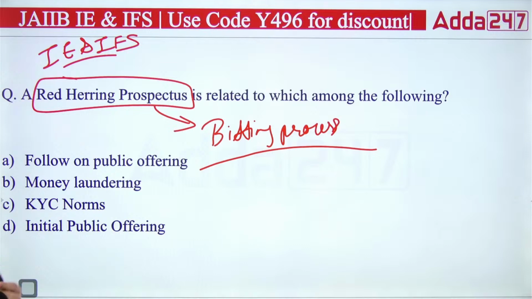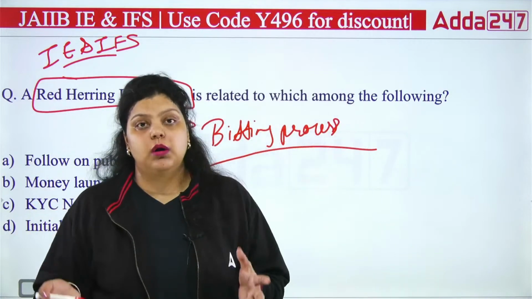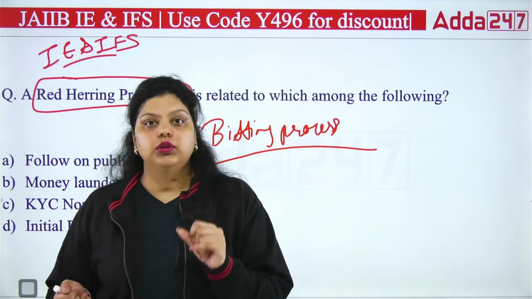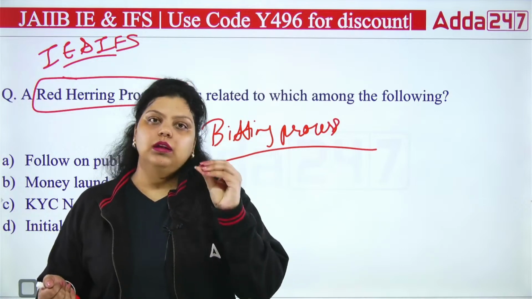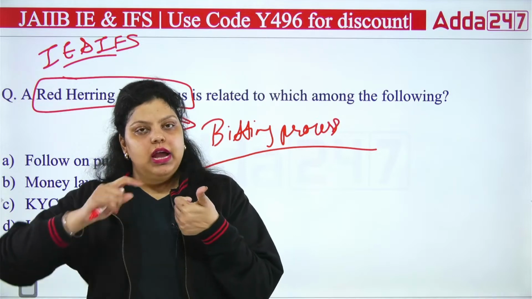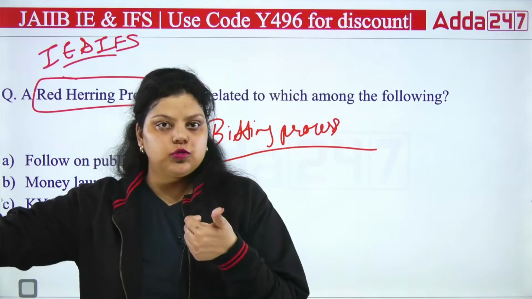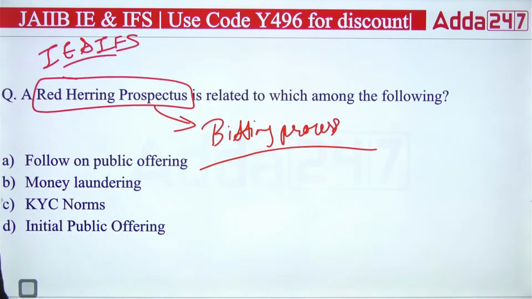Okay, so that's the red herring prospectus, in which either your issue price, your issue amount, or your price of share, out of these, one thing will be informed to you, and the other two things will be informed to you after the bidding process ends. Okay, that's the red herring prospectus, and this will be done under the IPO.